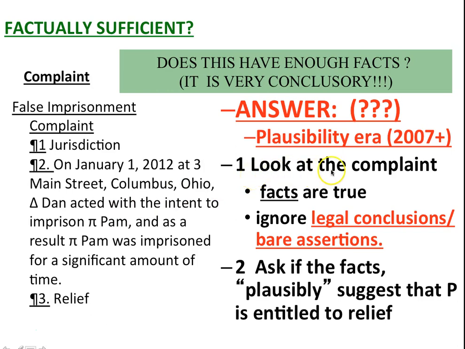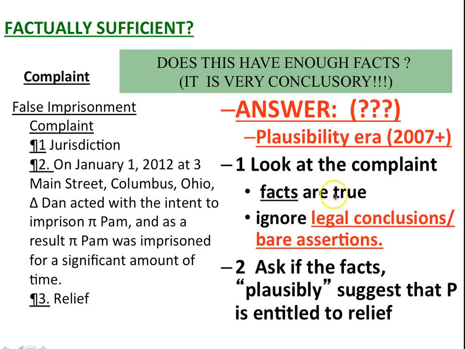The first thing we'd have to do is look at the complaint and work out what's fact, what are legal conclusions or bare assertions. Now, January 1st, 2012, the address, they're facts. How about Dan acted with the intent to imprison Pam? Is that a statement of fact, so we should presume it's true? Or is it simply a bare assertion, a legal conclusion, to which we can give no credit when we ask if there's sufficient facts?